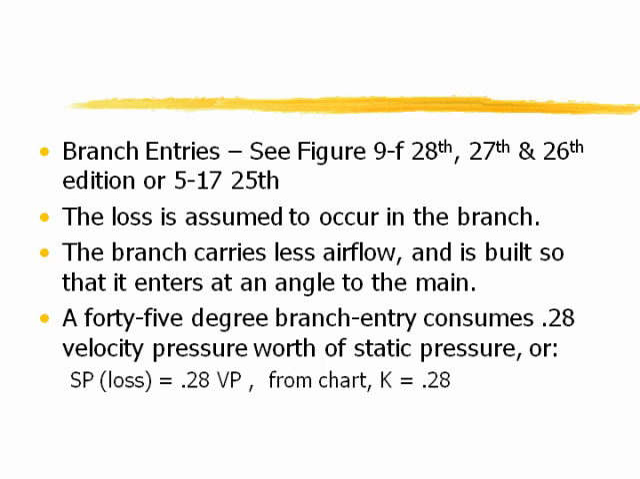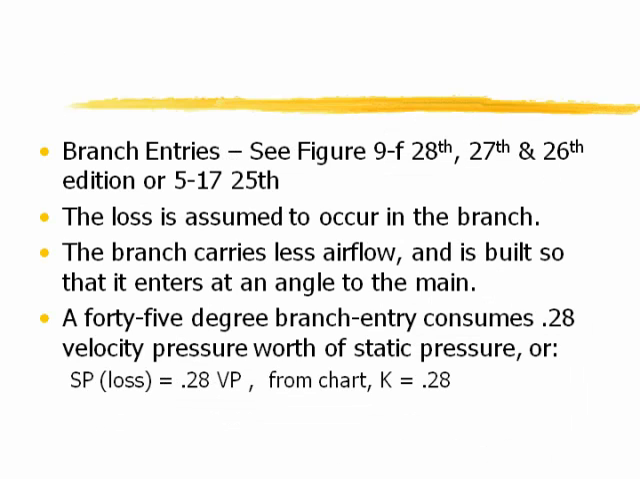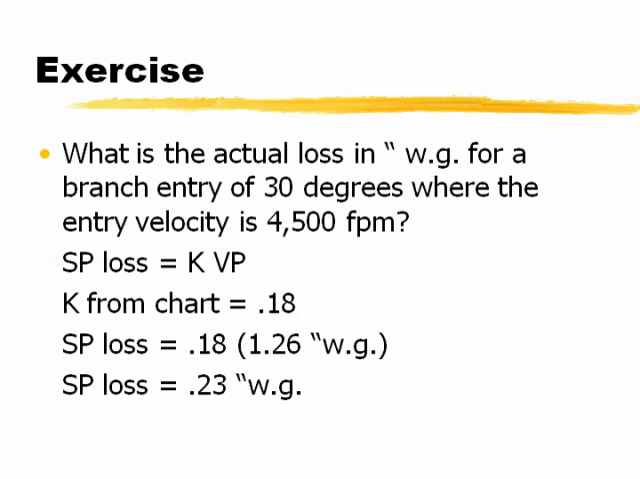So how could we use this? Well, let's say we have a 45-degree branch entry. 45-degree branch entry, loss factor of 0.28. So 0.28 multiplied by velocity pressure is the loss associated with having that entry come into our system.